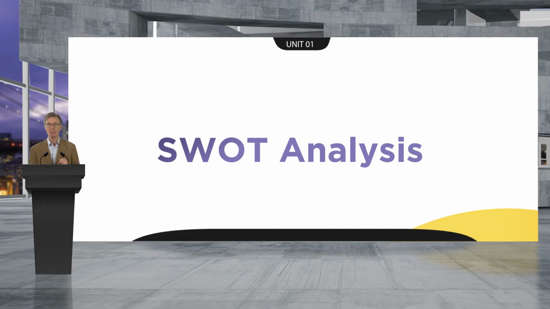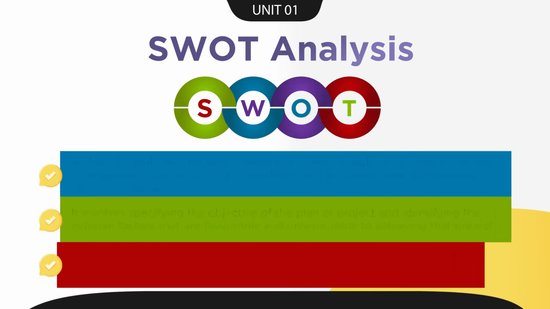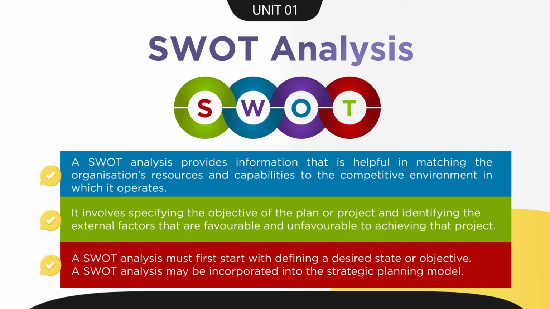Now, a SWOT analysis. Environmental factors internal to the organization usually can be classified as strengths or weaknesses, and external ones can be classified as opportunities or threats. A SWOT analysis provides information that is helpful in matching the organization's resources and capabilities to the competitive environment in which it operates. A SWOT analysis must first start by defining a desired state or objective. A SWOT analysis may be incorporated into the strategic planning model.